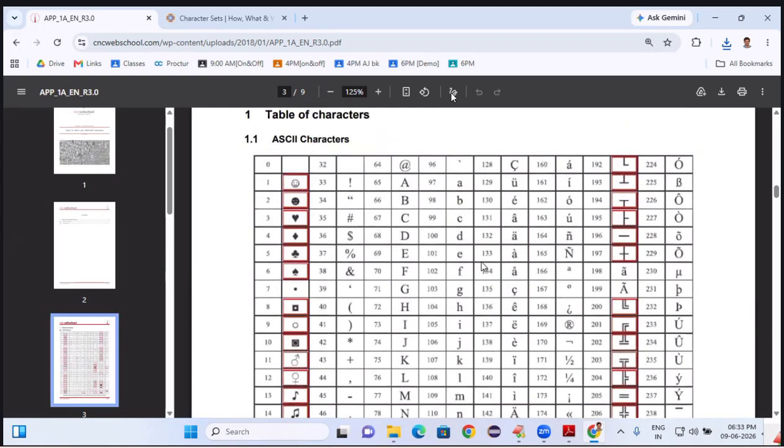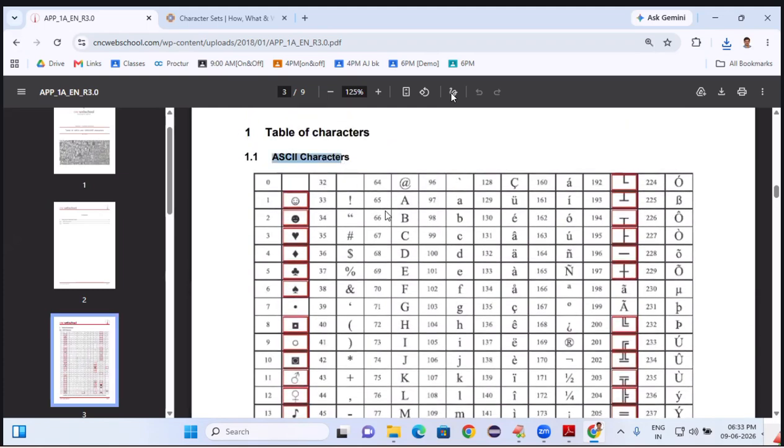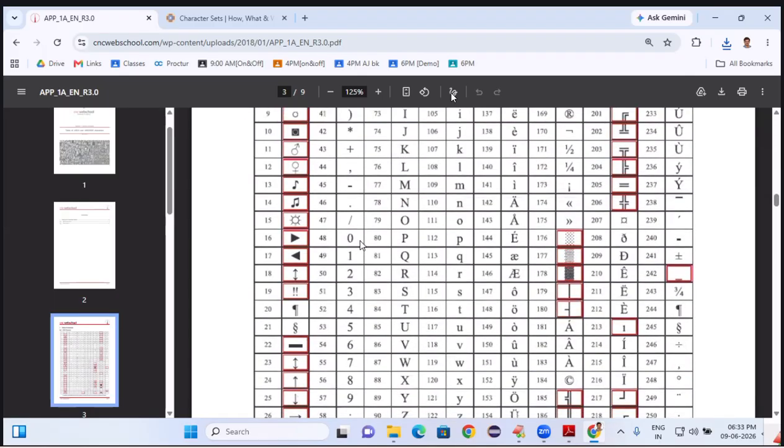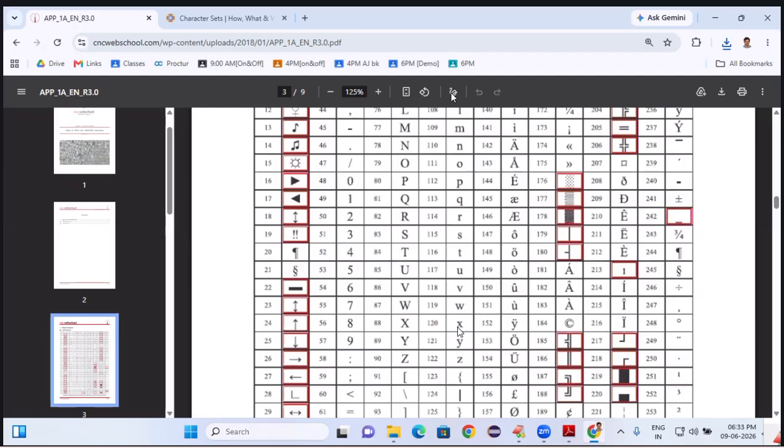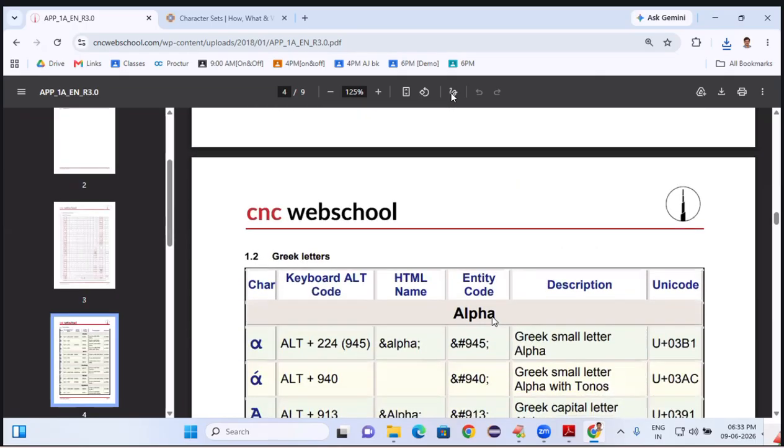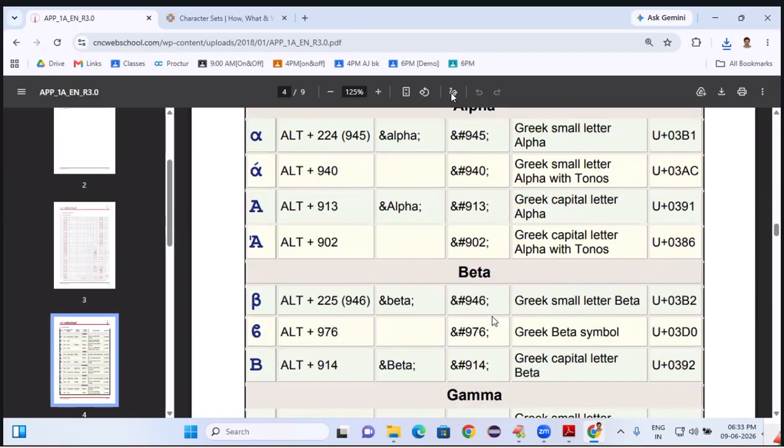Here, look at this table. ASCII character sets, table of ASCII characters. 65 is A, 97 is a. Where is 0? It is 48. And then Greek letters.